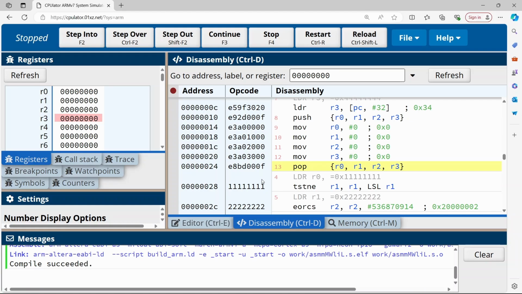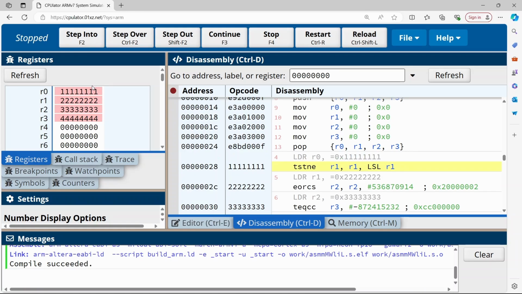The value at the top of the stack, that was R3, will be restored into R3. Correspondingly, the next value on the top of the stack, which was of R2, will be restored back into R2, and similarly with R1 and R0. As you can see, after the pop instruction, we have restored the values into R1, R2, R3 and R0.